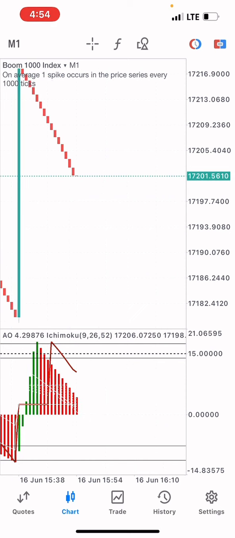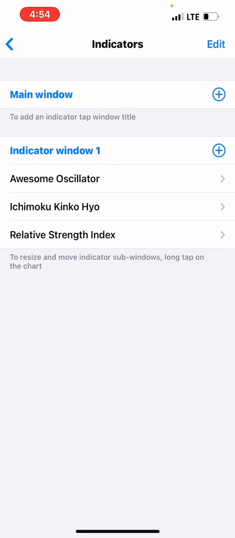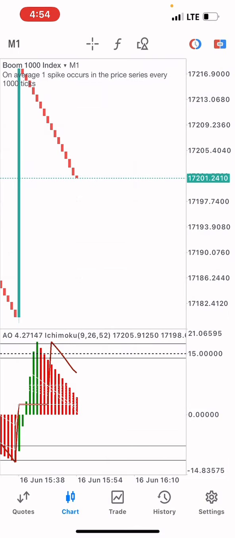All right, so quickly, let's go into details. We are going to be using 3 powerful indicator setups for this particular strategy. We are going to be using the awesome oscillator, the Ichimoku, and the relative strength index. Now the setups are really tight. They will help you detect market directions.